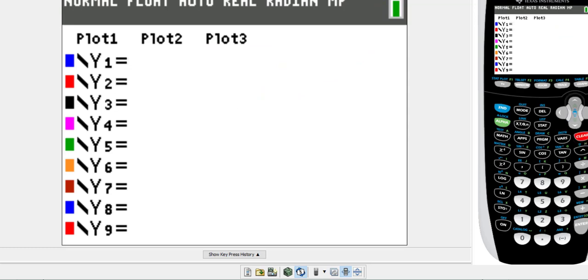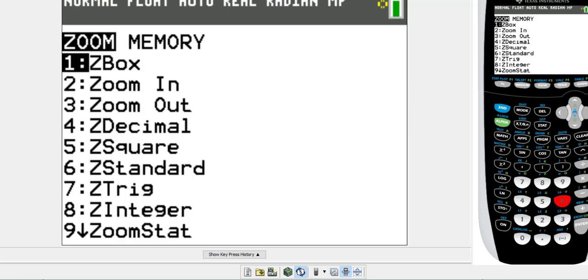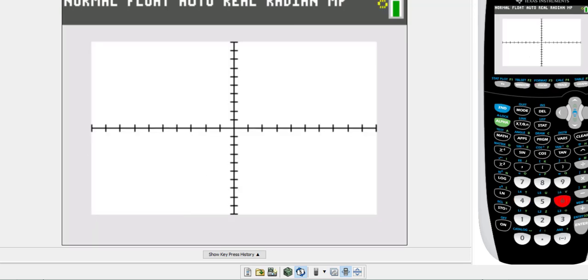Putting my function in, I am going to say that I have 4x squared minus x to the fourth. And I'm going to hit zoom 6. And here comes my polynomial. There we go. And you can see that because the graph looks like this, there are 3 places between -2 and 2 where the tangent line will be horizontal.